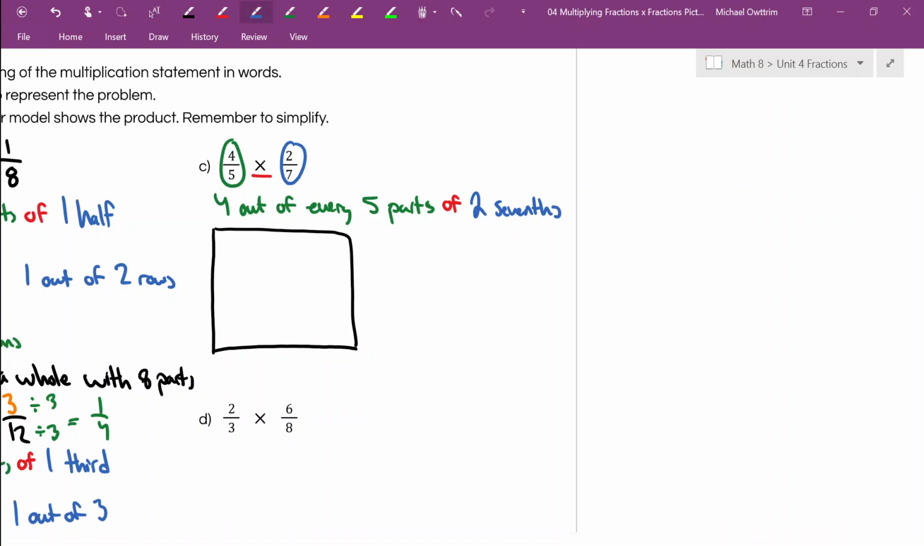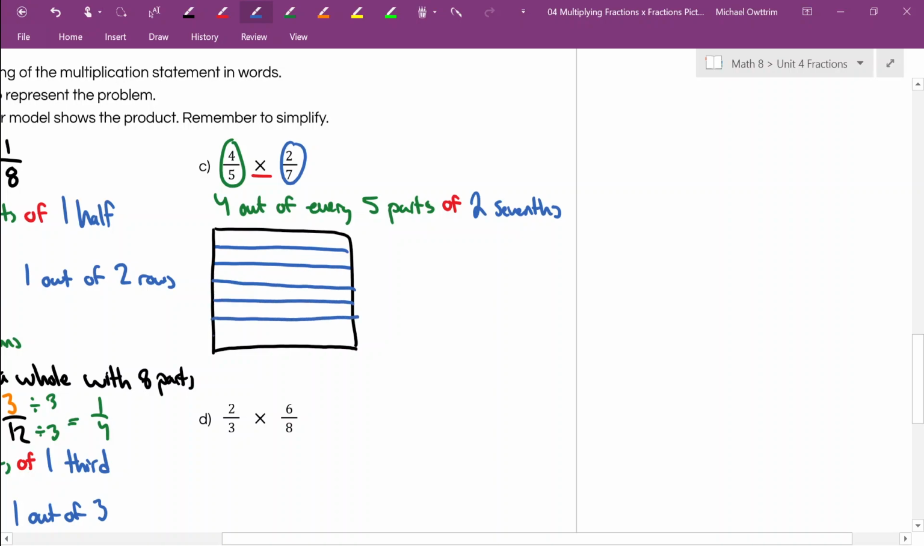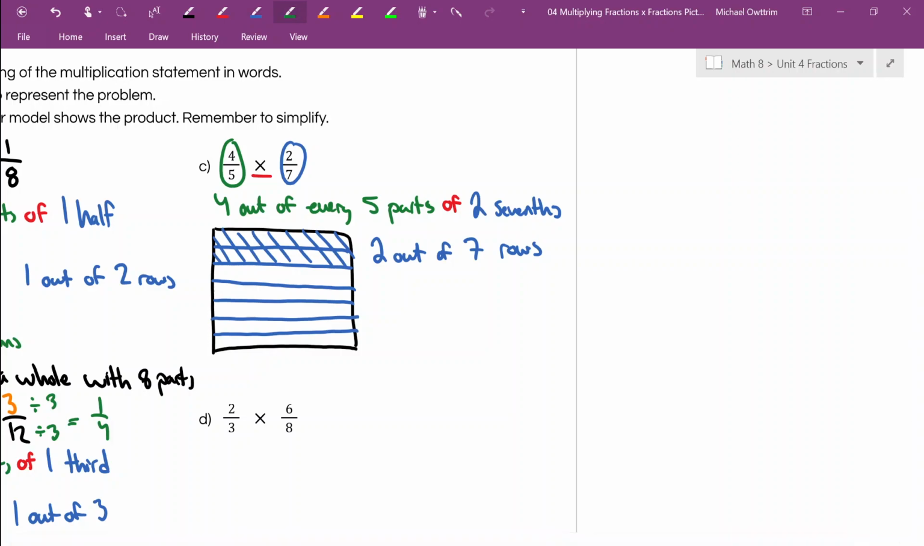We need to split it up into 7 rows, so I'll take 6 dividing lines. And we have 2 out of those 7 rows. And then we're going to do our 4 out of every 5 columns. So I'll make 5 columns, and I'll shade in 4 of those.